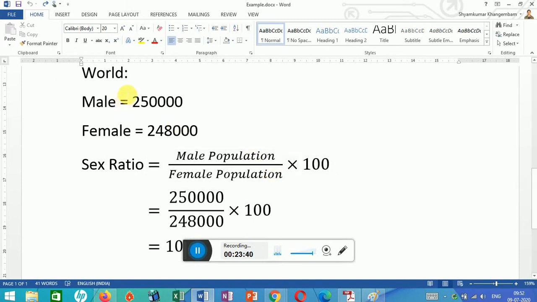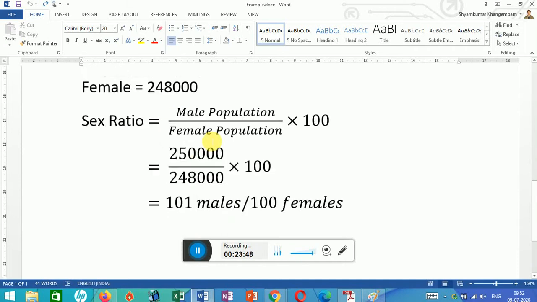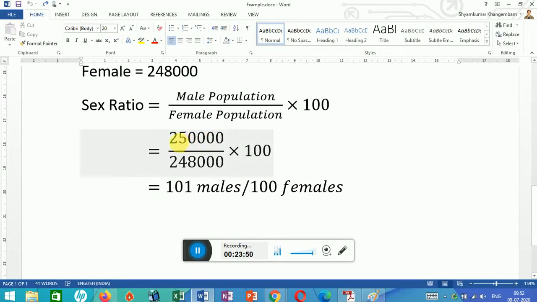Let us suppose the male population of the world is 250,000 and the population of females is 248,000. Applying the formula here, we have male population here, female population here, multiplying by 100. So we have got 101 males per 100 females. So in this paragraph they are using this formula.